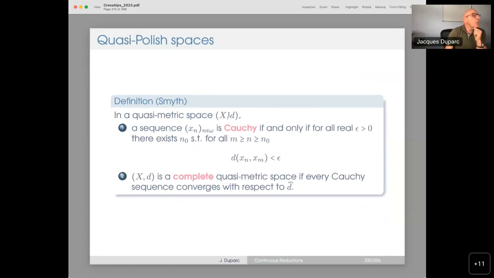Okay, in a quasi-metric space, a sequence xn is Cauchy if, for all real epsilon, there exists n0 such that for all m greater than n greater than n0, the distance between xn and xm is less than epsilon. Of course, it matters that you're looking at the distance from the first one, xn, to the next one, xm, right? The ordering really matters here. A space is a complete quasi-metric space if every Cauchy sequence converges with respect to the topology induced by the quasi-metric, right? Okay, that's for the definition.